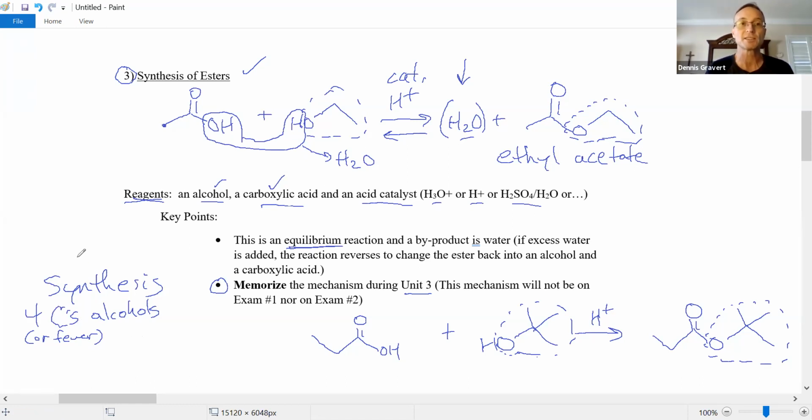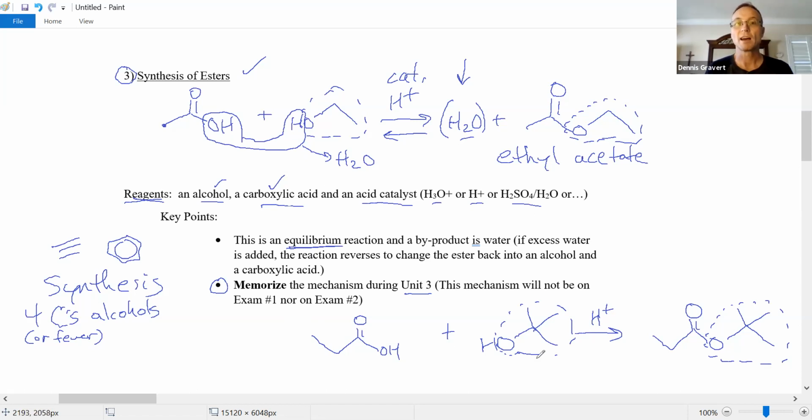Cool. Okay, now for multi-step synthesis problems on the exams, you must begin with 4 carbon alcohols or acetylene, right? The simplest alkyne. What else? Oh, you can also start with benzene. You don't have to make benzene. I think that's everything you can start with.